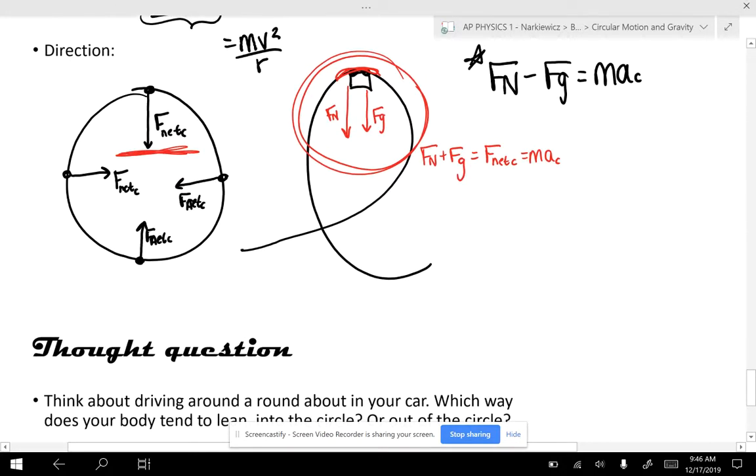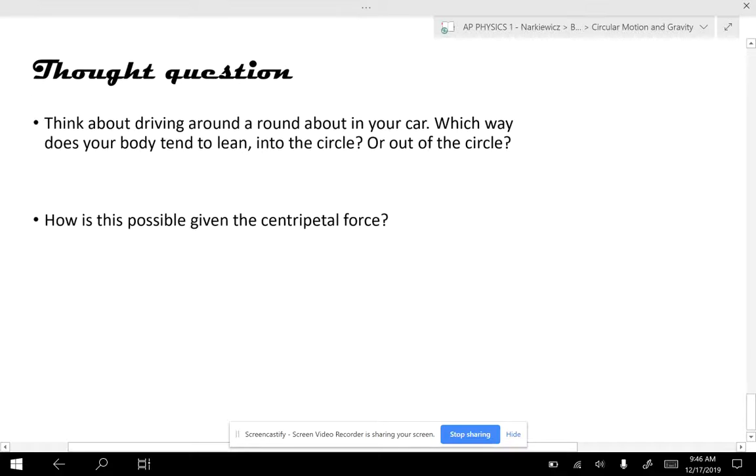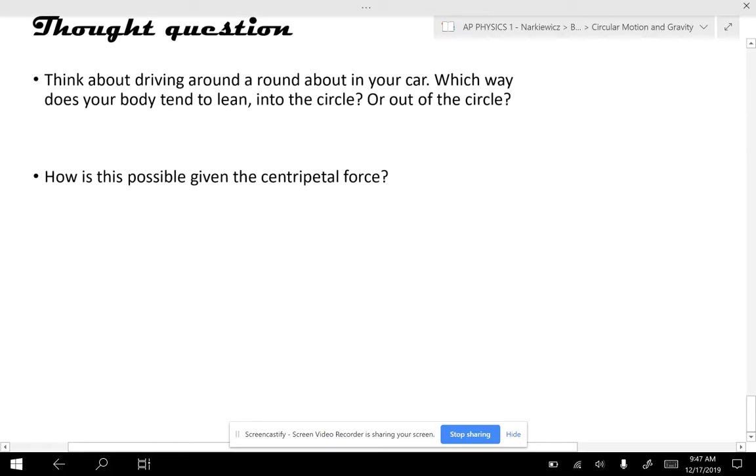Okay. Now, one thought question you might be thinking of is, think about driving around a circle in your car. Which way does your body tend to lean? Or think of the scrambler ride or anything like that. Do you fall into the circle or do you fall out of the circle? Are you pushed outward or pulled inward? Okay, think about it for a little bit. Maybe discuss with your neighbor. Now you're probably thinking, oh, I'm definitely pushed outward. So how is this possible given the centripetal force?